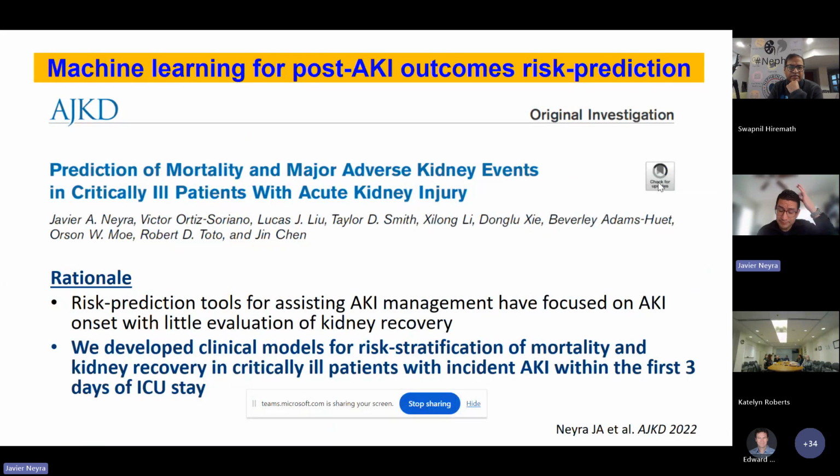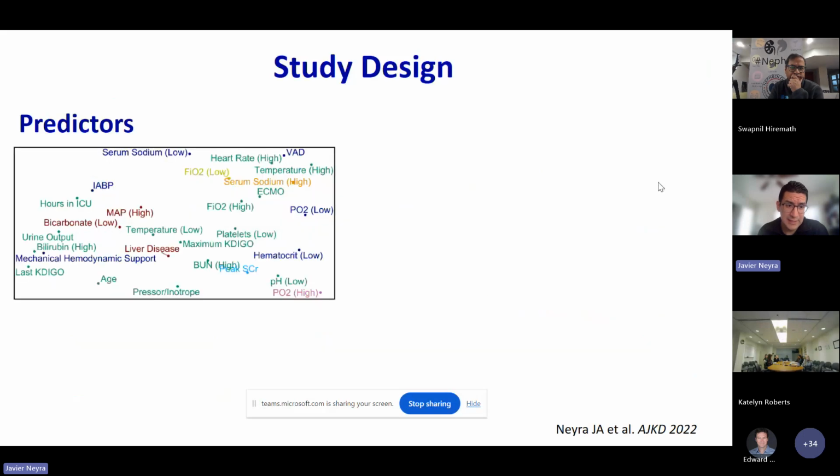So one more example, this is from our group. Different from the prior studies, whose goal was to predict acute kidney injury, here we wanted to predict major adverse kidney events in patients already having creatinine and urine output definitions of acute kidney injury, all in ICU patients. So that was the goal of this risk classification tool.